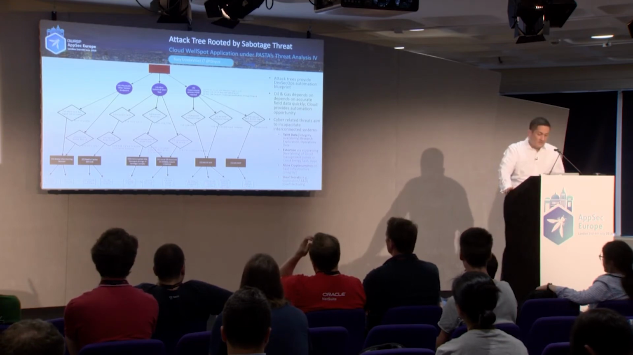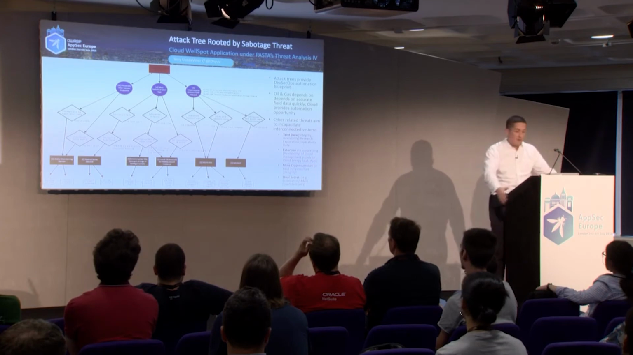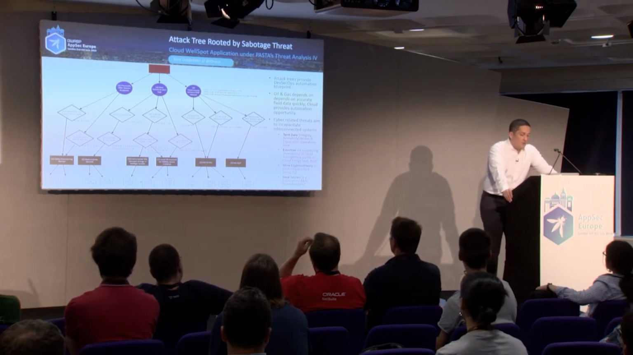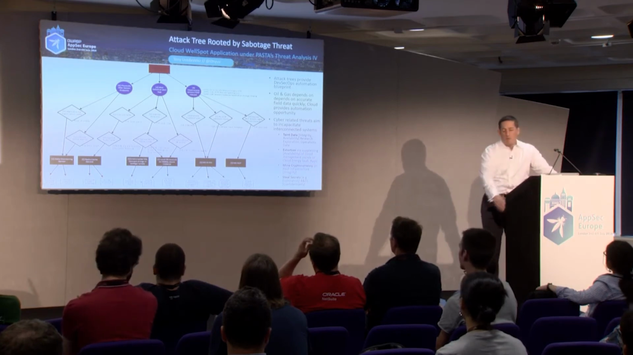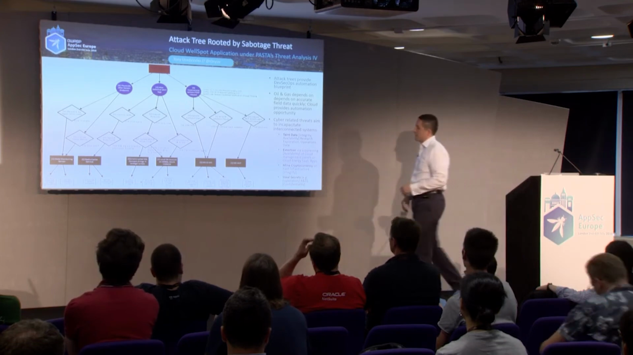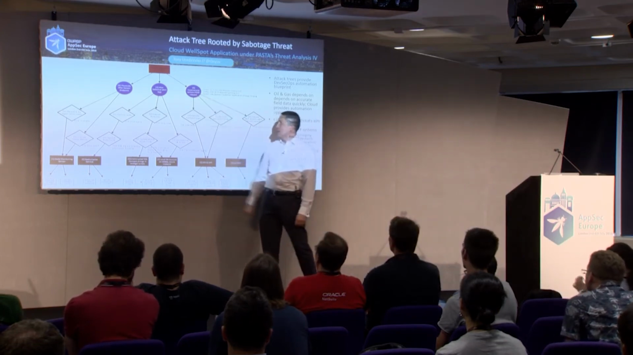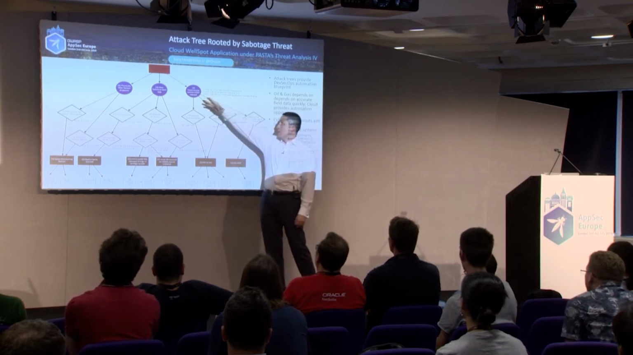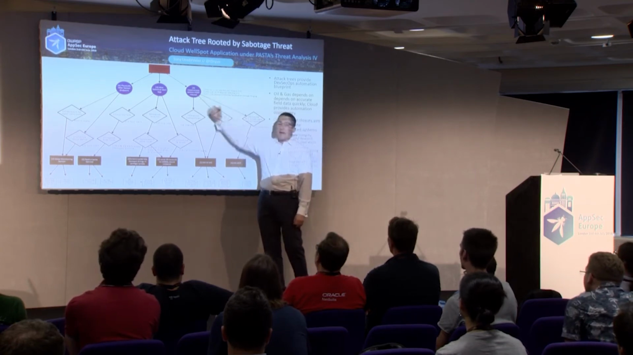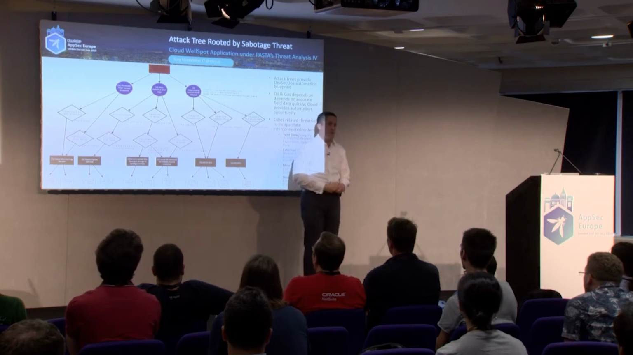I can't see this as well as you guys can see it, and I won't go through all the different branches here, but I like attack trees because they're visual. I also like attack trees because they show the relationship between the parent node of a threat and the underlying attacks, and it could be a one-to-many relationship.